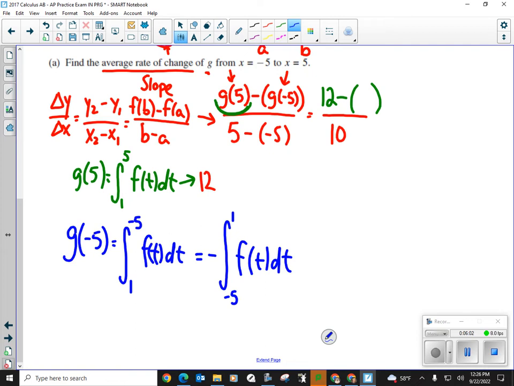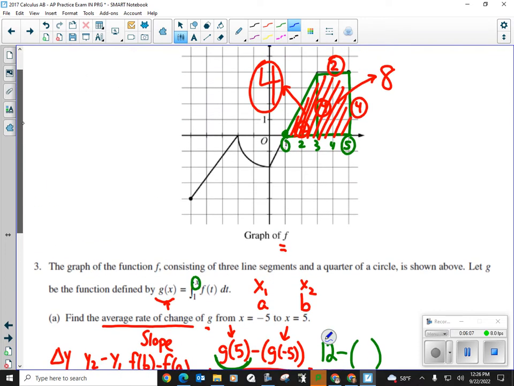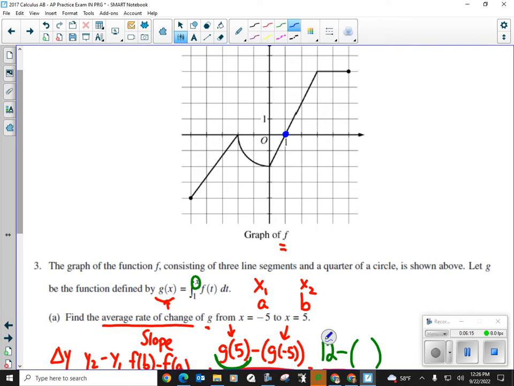Okay, so from 1 to negative 5, I'm doing the area under the curve. Okay, let's get rid of this mess here. My 1 is still right there. But this time, I'm going to negative 5. So from 1 to 0, negative 1, negative 2, negative 3, negative 4, negative 5. Here to here. All right. Triangle. 3 by 4. Okay? 1/2 base times height. Base times height is 12. Half of that is 6.